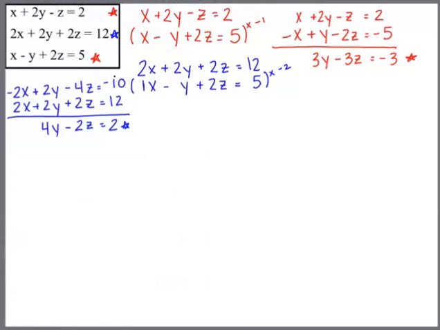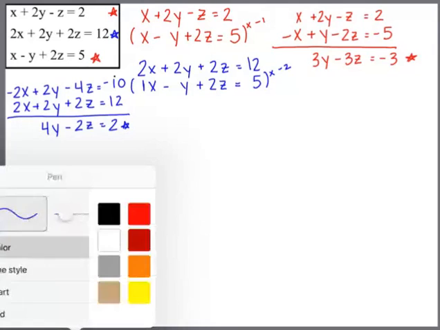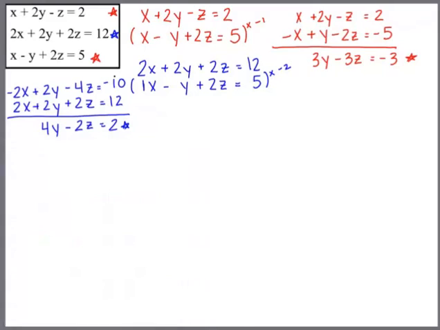So that is exactly what we want. Then we can come in, I'll use the purple. We're going to take our current 2 by 2 system, 3y minus 3z equals negative 3, and 4y minus 2z equals 2, and we're going to solve the system that we have. We want to keep continuing to solve by elimination.